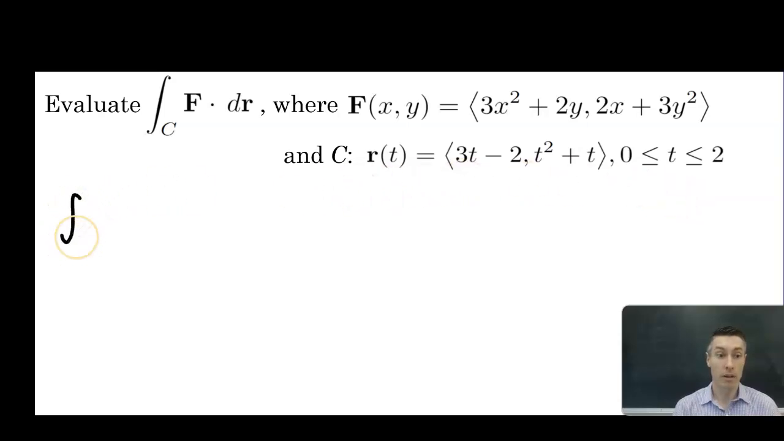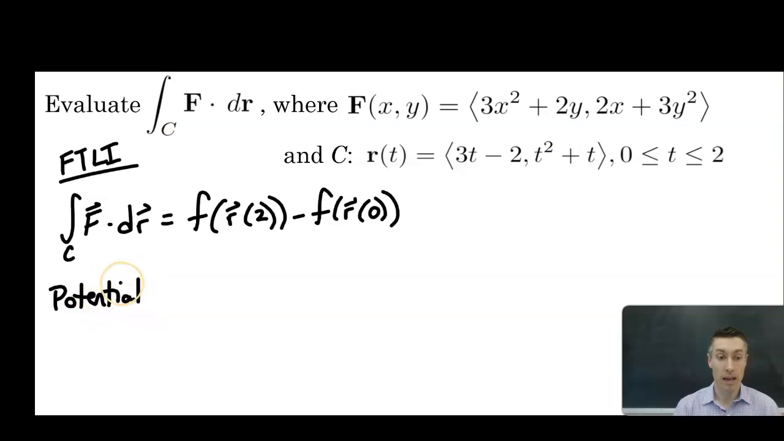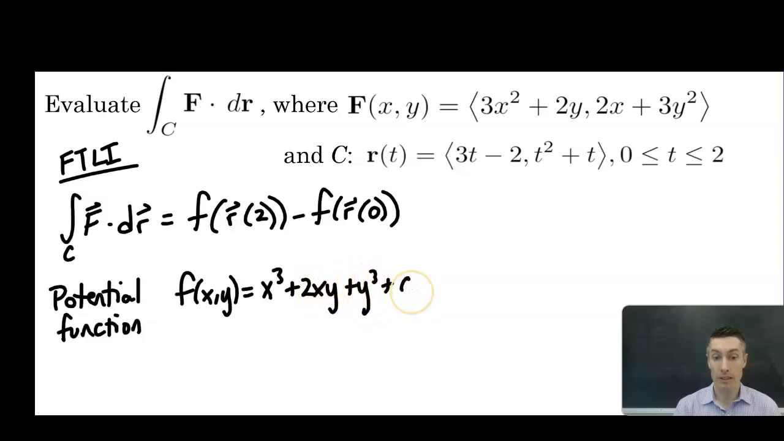Essentially, because we know we have a conservative vector field, instead of doing F dot dr, we're just going to evaluate f of r of 2 minus f of r of 0. We're going to evaluate the potential function at the endpoints. We already have our potential function, right? So this is the fundamental theorem of line integrals at play. Our potential function from the previous slide was f of xy equaling x cubed plus 2xy plus y cubed plus c.